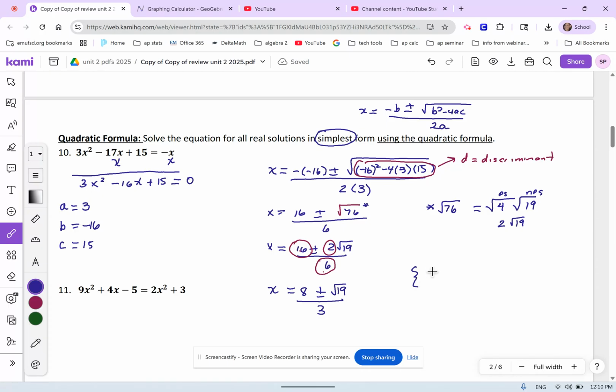So your final answer is 8 minus square root of 19 over 3, comma, 8 plus square root of 19 over 3. You do not have to simplify. You can write this as 8 plus or minus square root of 19 over 3. I just wanted to emphasize that you have 2 solutions, and they're actually conjugate pairs. The only difference between the 2 is the plus or minus in between the 2 terms.